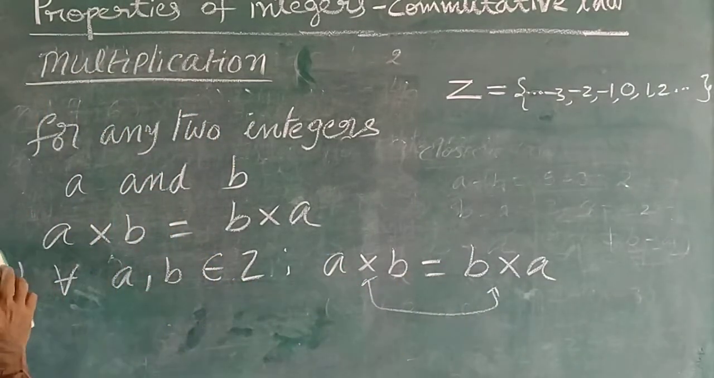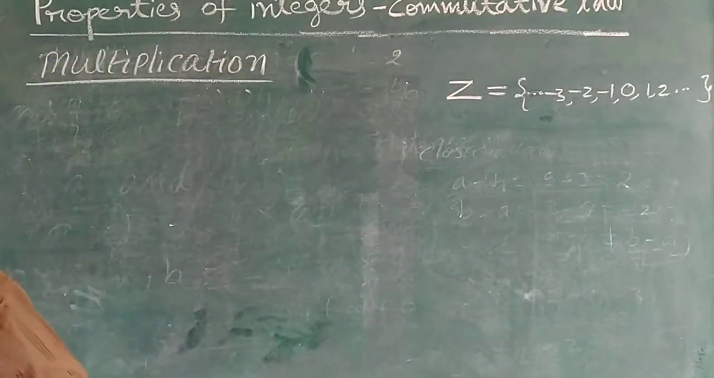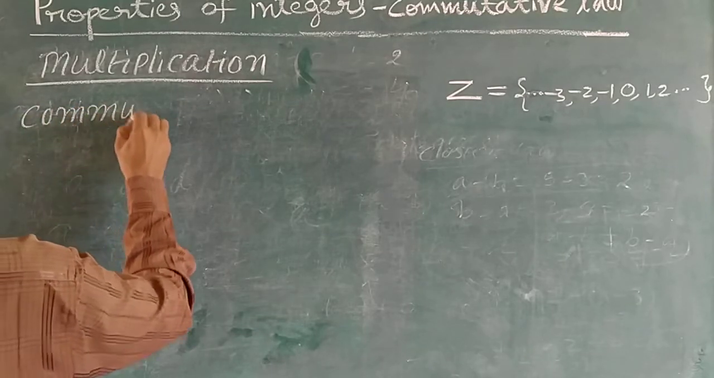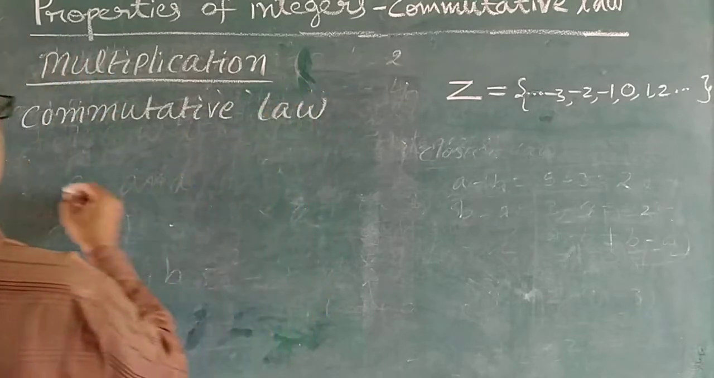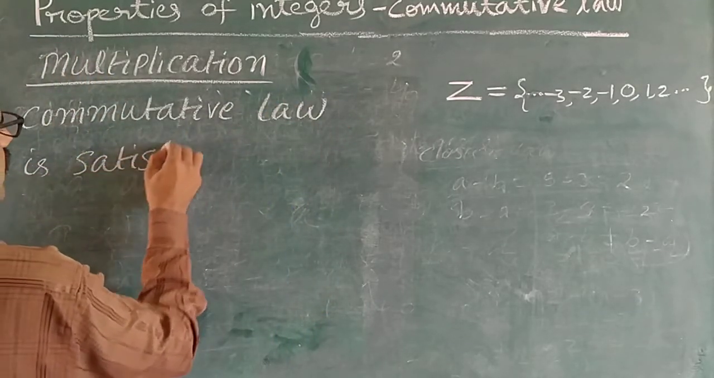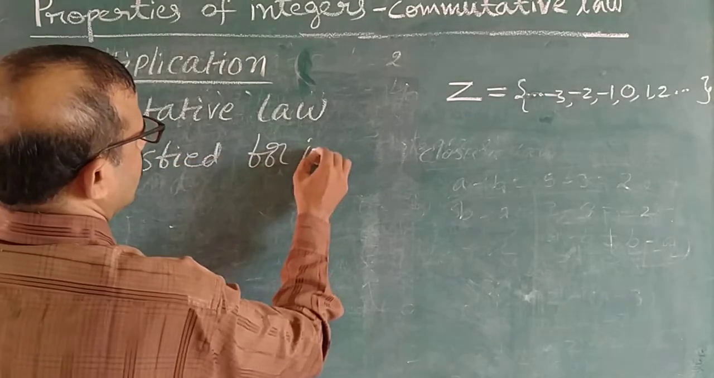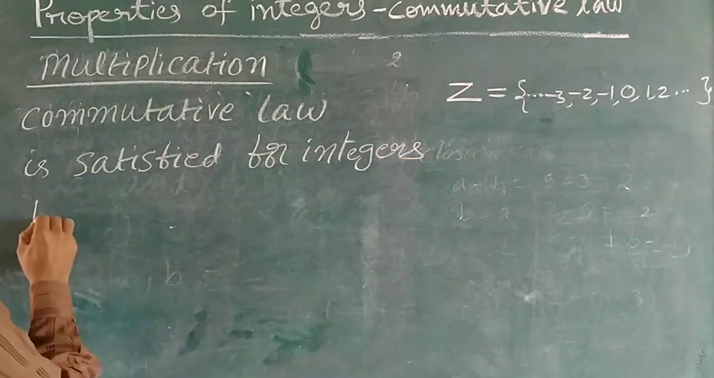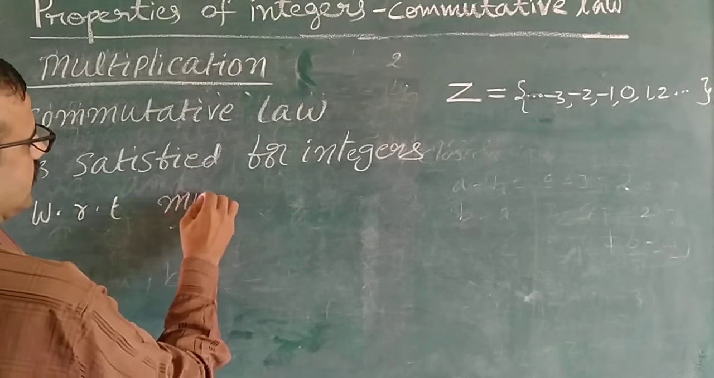So therefore, we concluded that commutative law is satisfied for integers with respect to multiplication.